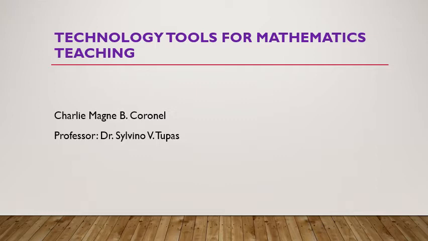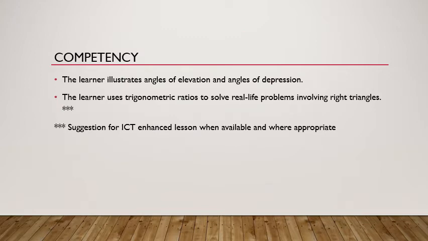Hello and good day. Today we will be discussing an example of a technological tool that we can use in mathematics teaching. Specifically, we will be looking at these two competencies taken from the Mathematics Grade 9 Curriculum Guide of the Department of Education. These two competencies are: the learner illustrates angles of elevation and angles of depression, and the learner uses trigonometric ratios to solve real-life problems involving right triangles. As you can see, we have three asterisks which suggest an ICT-enhanced lesson when available and where appropriate.